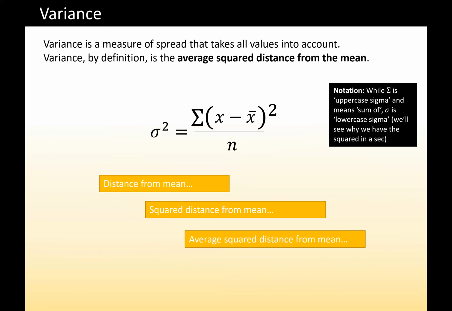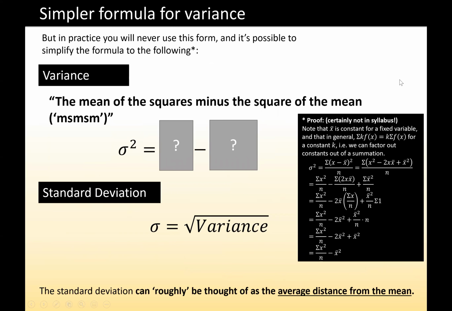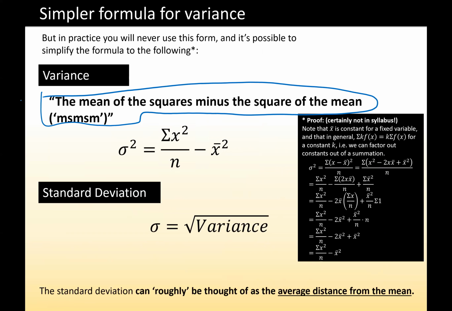So rather than using this formula, we're going to use a different one. If you want to have a go, you can simplify it. It looks something like this. If you want to do that, you can, but you don't have to. The way that we're going to look at the variance is that it is the mean of the squares, subtract the square of the mean. And if you can remember this phrase, then you will be able to remember the formula. Mean of the squares minus the square of the mean.